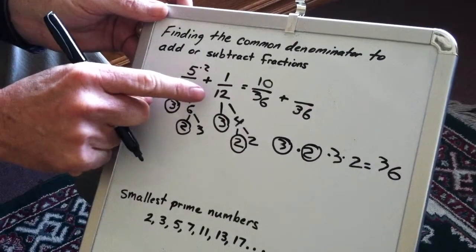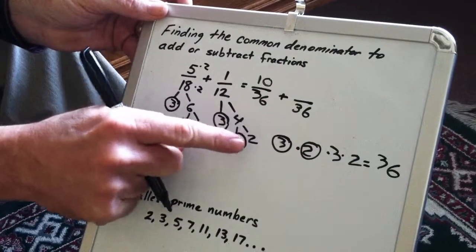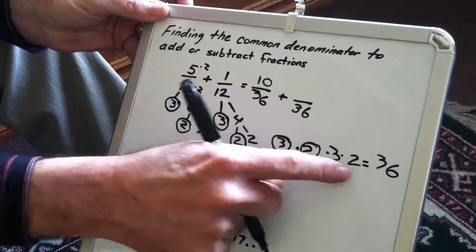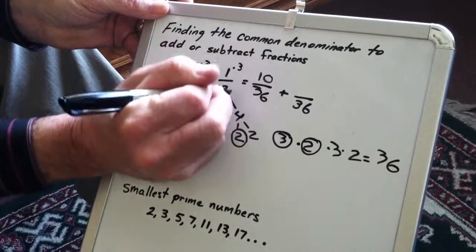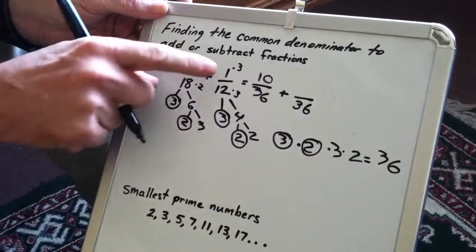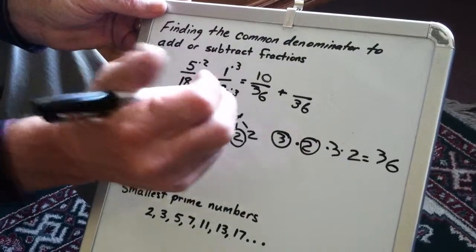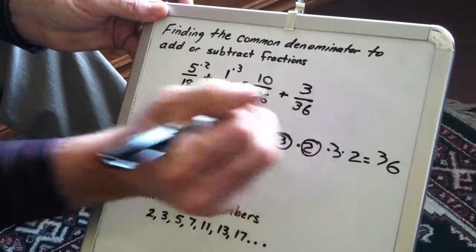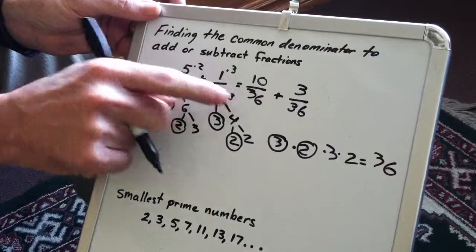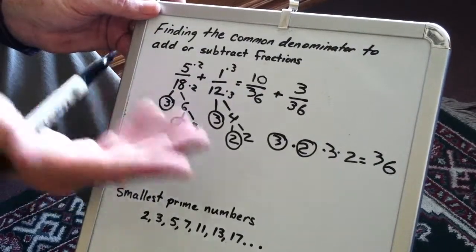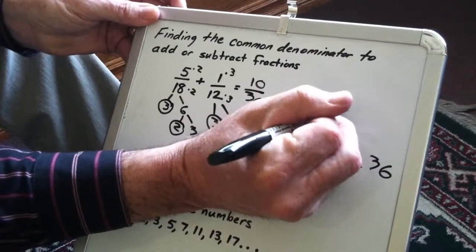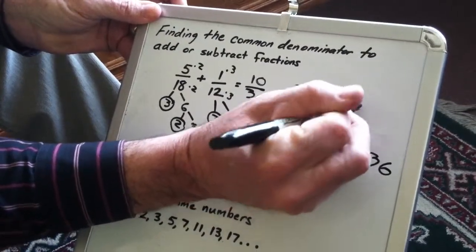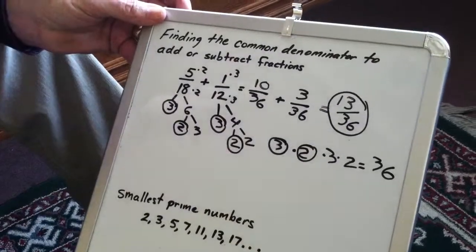Let's look at 12. 3 times 2 times 2. 3 times 2 times 2. Look what's missing, the 3. So that's what we're going to multiply this one by, top and bottom by 3. 3 times 1 is 3. So we get 3/36. 10/36 plus 3/36, we can add those because their last name is the same, 36. And we get 13/36. Now this will work for both adding and subtracting.